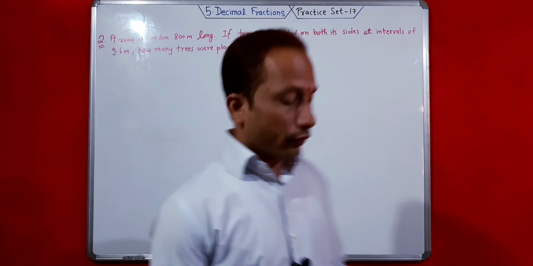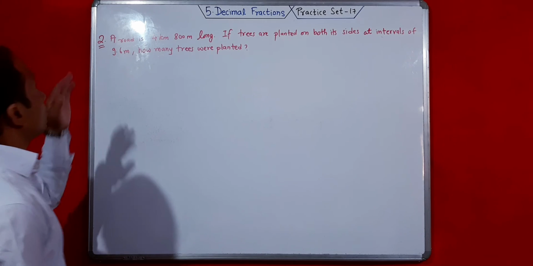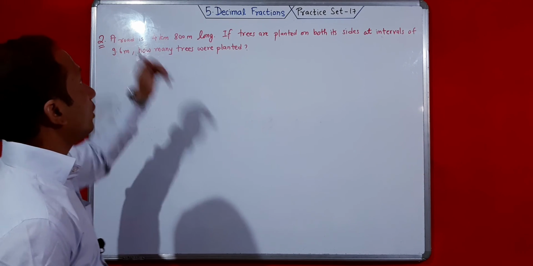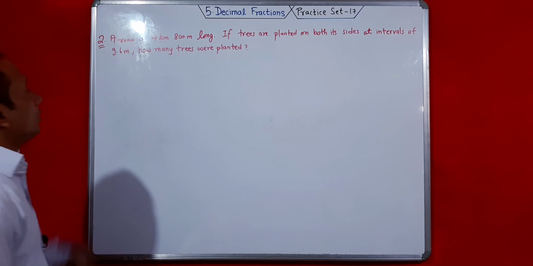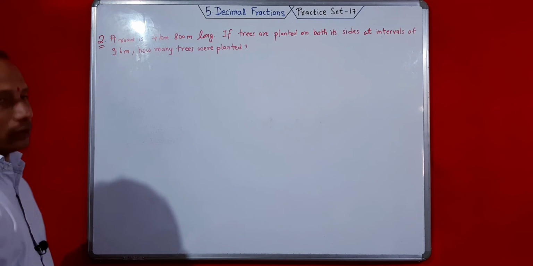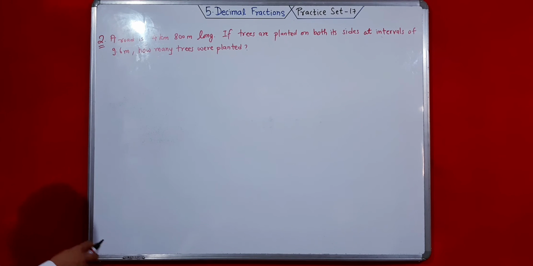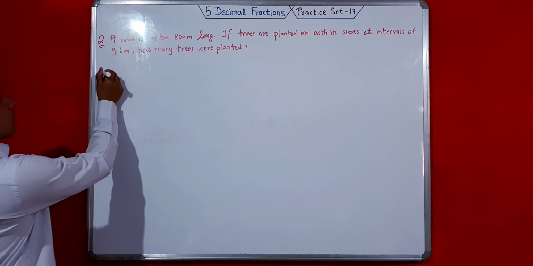Okay, so we'll solve question number 2. It is a word problem. A road is 4 kilometers and 800 meters long. If trees are planted on both its sides at intervals of 9.6 meters, how many trees were planted? So we have to find out the number of planted trees.